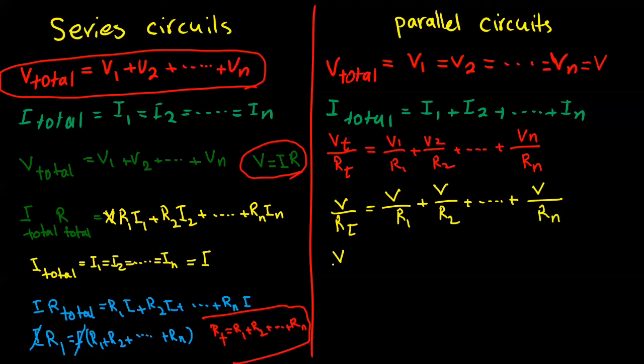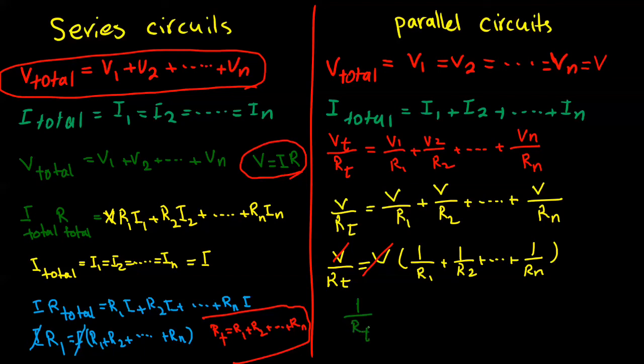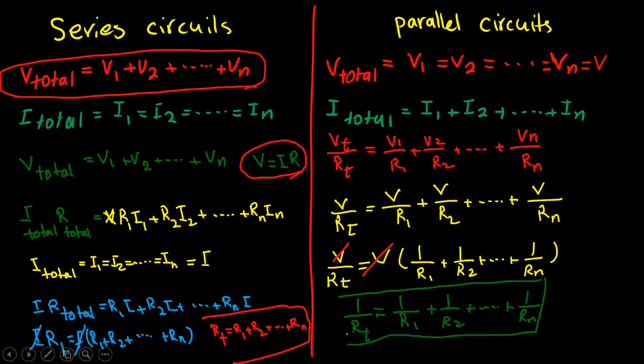Then I factorize V from here, so I write V times 1 over R1 plus 1 over R2 plus 1 over Rn. I simplify V from this side to the other side. So I get the formula 1 over RT equals 1 over R1 plus 1 over R2 plus 1 over Rn. So this is the final formula for finding total resistance for a parallel circuit.